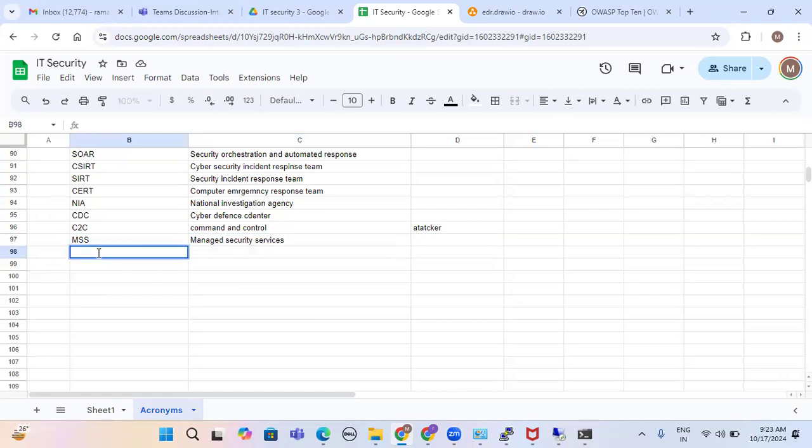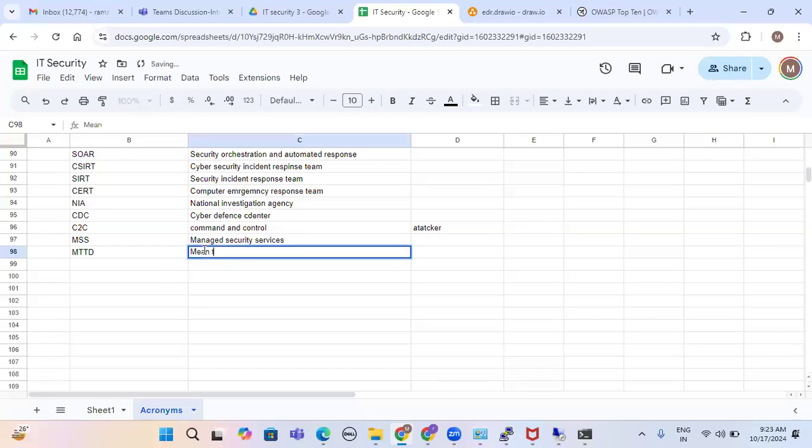So next one is MTTD, mean time to detection. Mean is nothing but average. In 10th standard mathematics, we studied mean, mode, and median, right? In the same way, mean is nothing but average. Average time to detect a security incident. That is called MTTD. Okay, just only for detection, not for reporting, not for recovery.